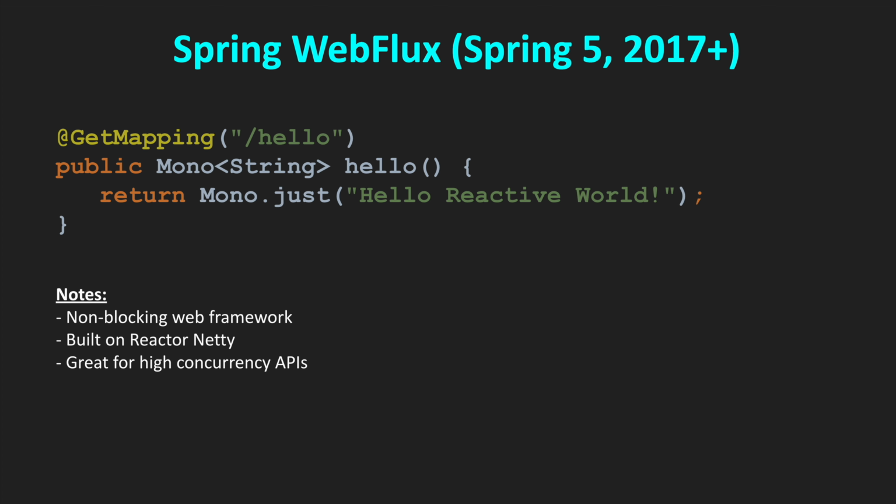Next is Spring WebFlux, which was introduced starting from Spring 5, in 2017. Here, for example, we have an endpoint hello, and we are returning one event. We are using Mono. As I said, Mono means that we are sending just one event. So here we are sending hello reactive world asynchronously. The advantages are that it's non-blocking, it's built on top of Reactor Netty, and it's great for high concurrency APIs.